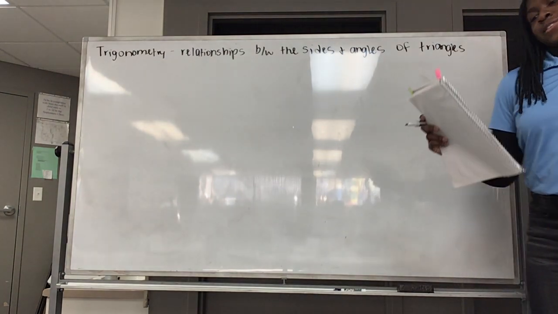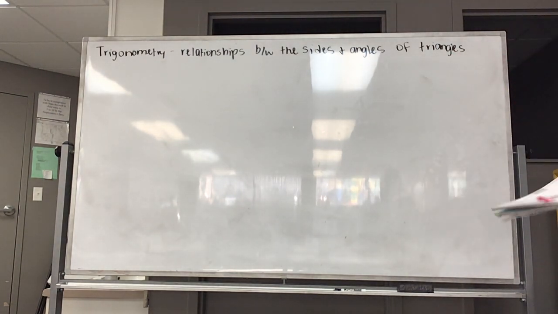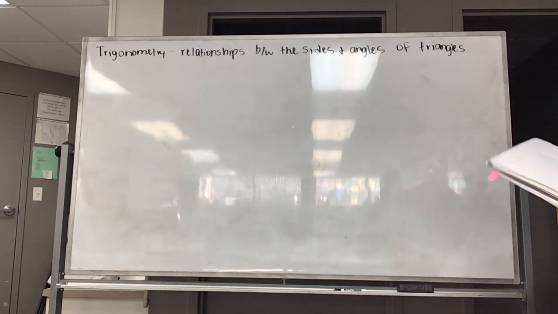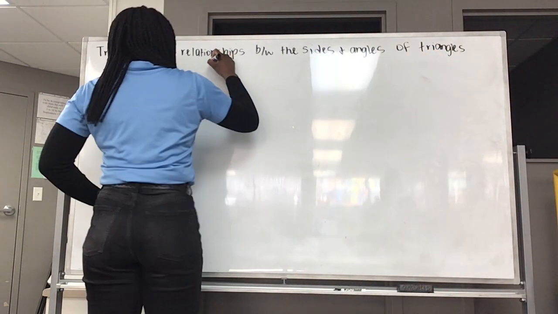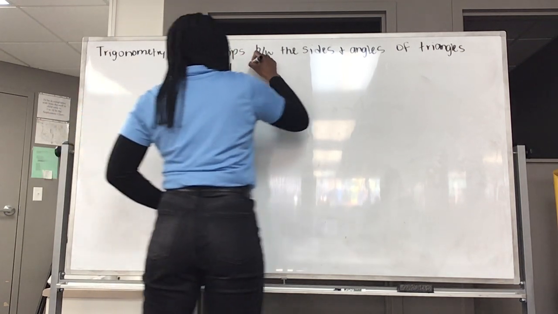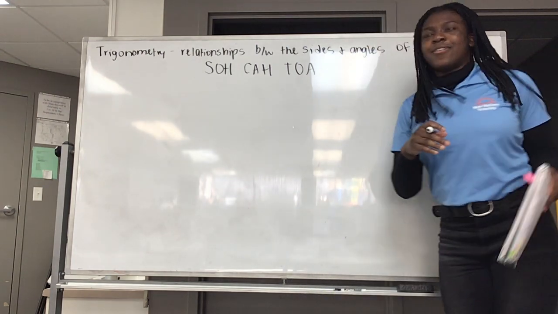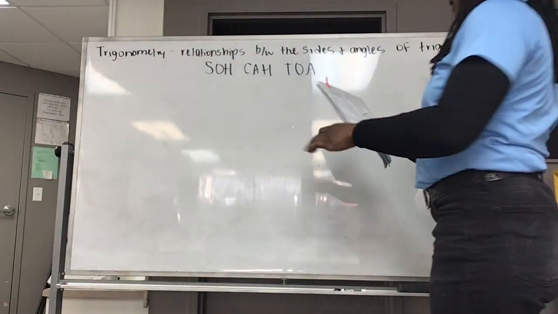Alright, so basically trigonometry is the study of the relationships between the sides and angles of triangles. Today we're going to start off talking about right triangles, and we're going to do something called SOHCAHTOA. So it looks like this. Have you heard of it before? SOHCAHTOA. Maybe, maybe not. Okay, well that's what we're going to be working with today. So let me start off by drawing a right triangle.